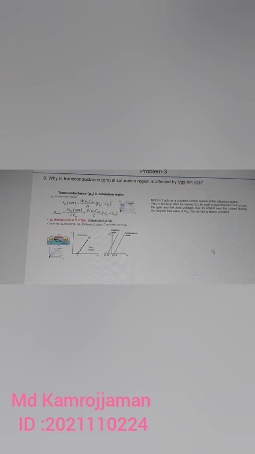This is question 3 for problem 3. Why is transconductance gm in the saturation region affected by VGS, not VTS? Transconductance gm in the saturation region. So the MOSFET acts as a constant current source in the saturation region. This is because after increasing VDS to such a level that pinch-off occurs, the gate and drain voltage lose their control over the current flowing. So beyond that value of VDS, the current is almost constant.